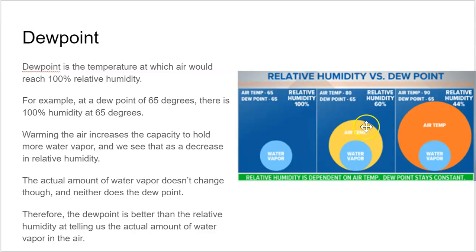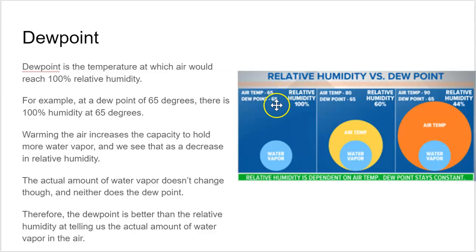But notice that even as the air temperature increases and we can hold more and more humidity, more relative humidity, the dew point is staying the same, because that dew point is the best indicator of the actual amount of water vapor in the air. So we use dew point as an indicator of the actual amount of water vapor in the air. And that is something that does not vary with temperature. What varies with temperature is whether or not we are at that dew point.